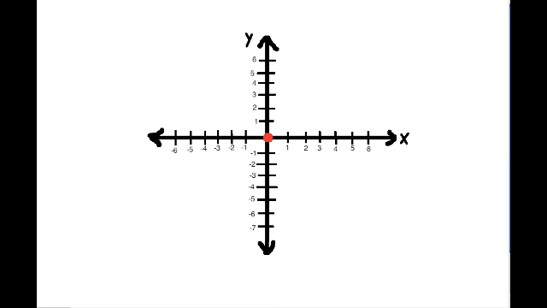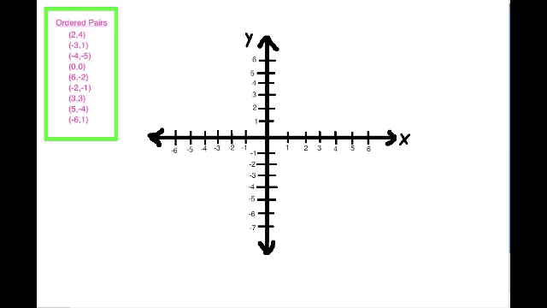You can see to the right of the origin along the x-axis, we have positive numbers. And to the left of the origin, the numbers are negative. Looking at the y-axis, as you can see above the origin, we have positive numbers. And below the origin, we have negative numbers. Now let's take a look at a set of points. You can see the ordered pairs are listed to the left of the graph.